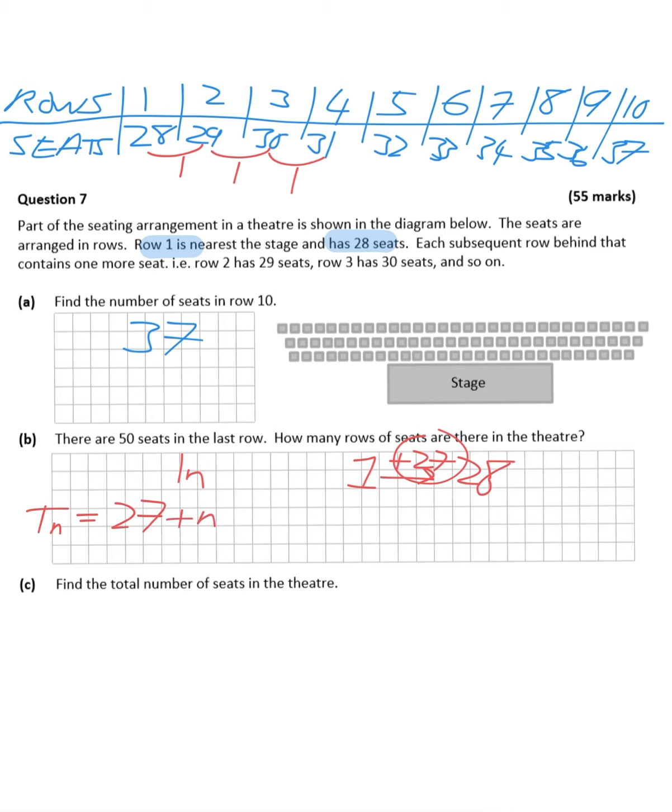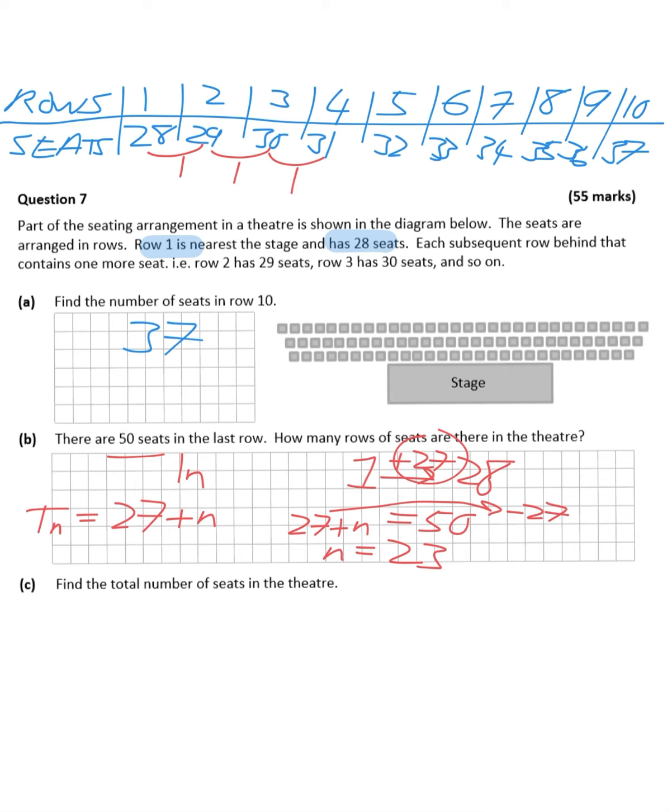Now, we're told that there's 50 seats in the last row. So for this, let's do 27 plus n equal to 50. Let's bring the 27 to the other side. It'll be minus 27. So that means n is equal to 23. So that means there's 23 rows of seats in the theatre.